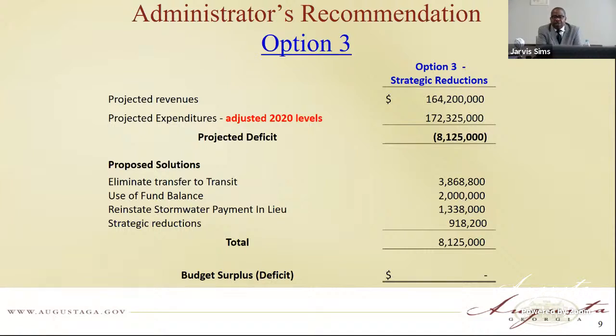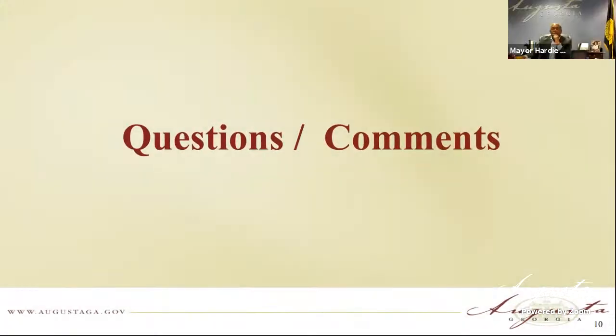Also, the strategic reduction of about $918,000, we will identify those reductions throughout our organization, as well as the reinstatement of the stormwater payment in lieu. This will yield a balanced budget for our organization. At this point, if there are questions. All right, let's do it this way.